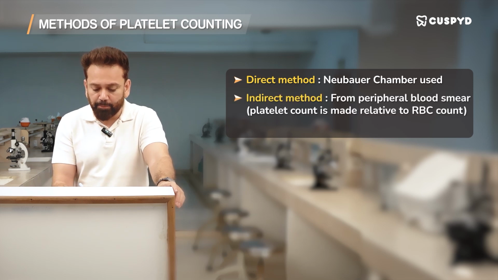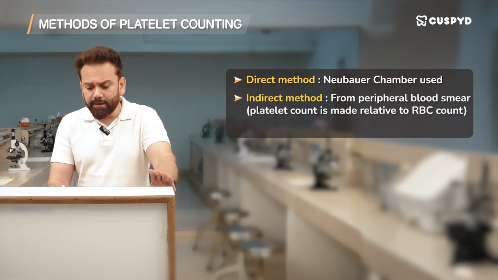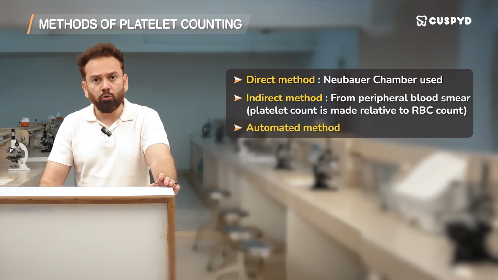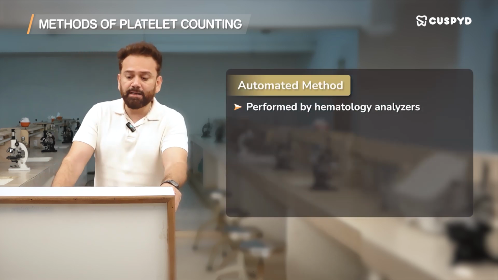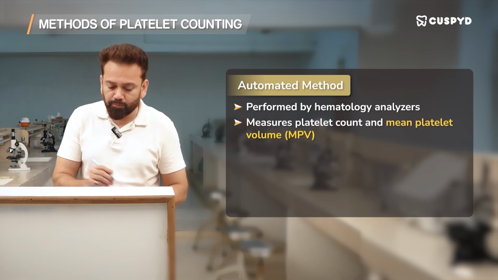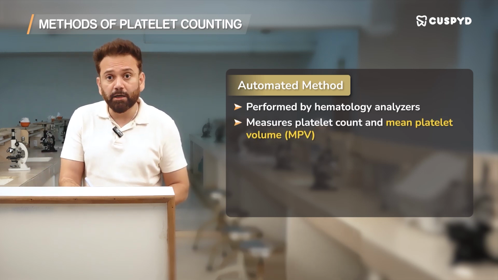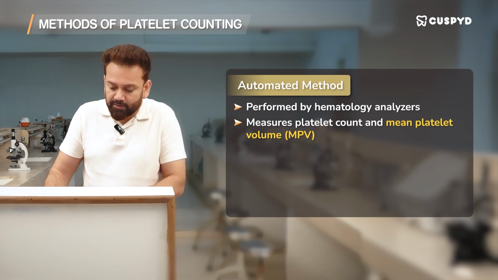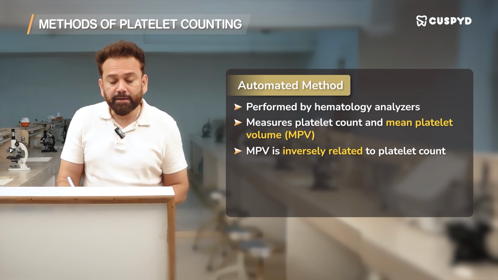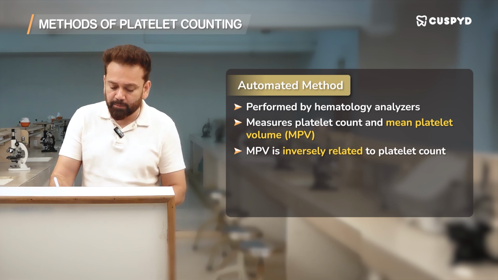Indirect method can be from a peripheral blood smear. Platelet count is made relative to RBC. It is an indirect method. And third will be automated. Automated hematology analyzers also determine platelet volume, which has been correlated to several diseases. In general, mean platelet volume has an inverse relation to platelet number.